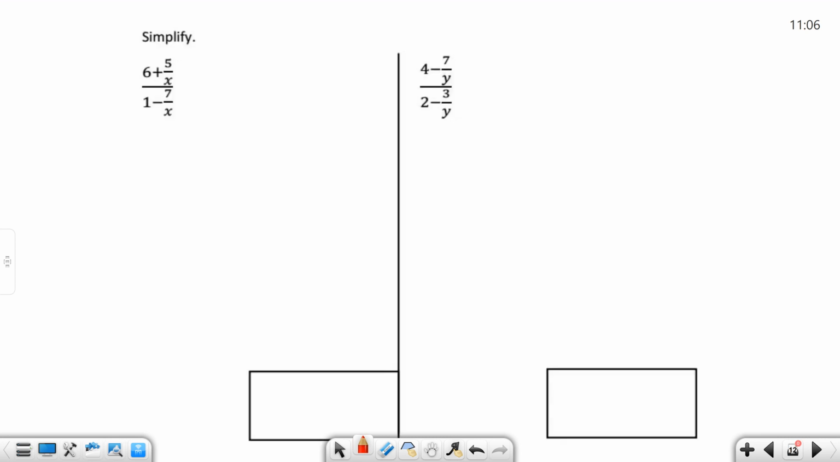All right, so here, if I look at this, 6 plus 5 over x, over 1 minus 7 over x. So here are our little or smaller fractions, these two things inside the bigger fraction, right? The 6 and the 1 are not fractions, but the rest of the numerator and denominator is a fraction there. I have only x as the denominator of my little or smaller fractions. So the LCD that I'm concerned about right now is x.